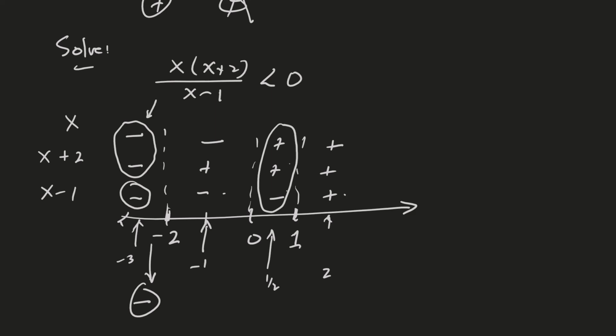So we have two intervals that are possible: x is less than negative 2, or x is between 0 and 1. And in this case I'm not including the points 0 or 1 or negative 2, right? Because we want our inequality to be strictly less than. Good. So there's two examples of solving inequalities where you have factors or quotients. Good.